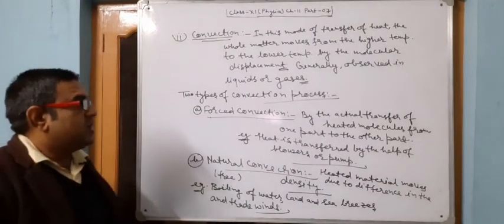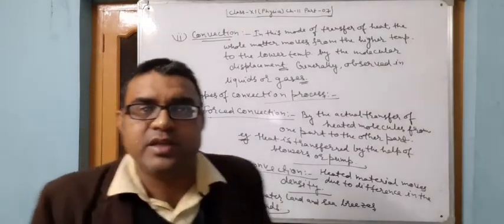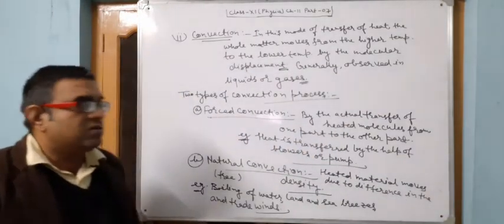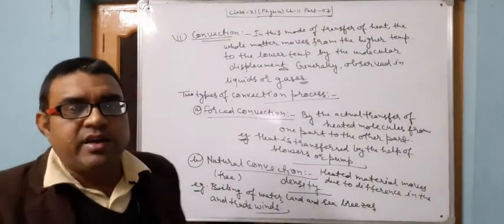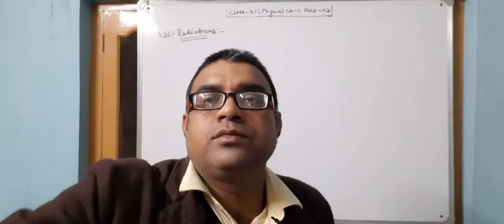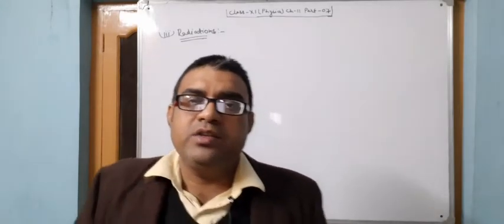These are the examples of natural convection. So convection processes are of two types, that is natural convection and forced convection. Now moving to the next topic, that is the last topic of transfer of heat, that is radiation, which is very much important also. So this is the next mode of heat transfer, that is radiation.